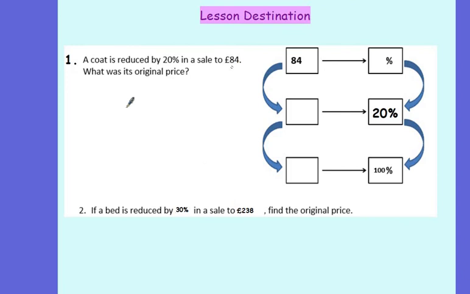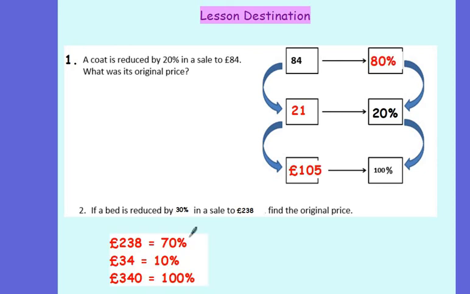And finally, Year 8, here was my original lesson destination. A coat is reduced by 20% in a sale to £84. If it's reduced by 20%, the percentage that's left is going to be 80%. And that 80% is worth 84. Can you use that to work out what 100% of the original price is? And underneath, if a bed is reduced by 30% in a sale to £238, can you find the original price? Pause the video for a couple of minutes and have a go at those questions in your light blue books now, please. And these are the answers I was looking for. Please check how you did.